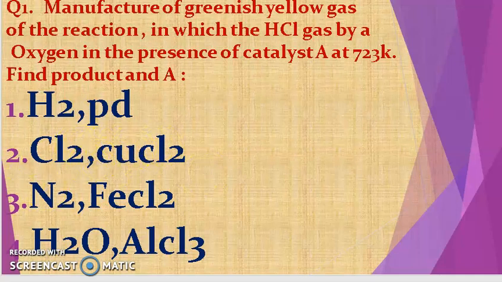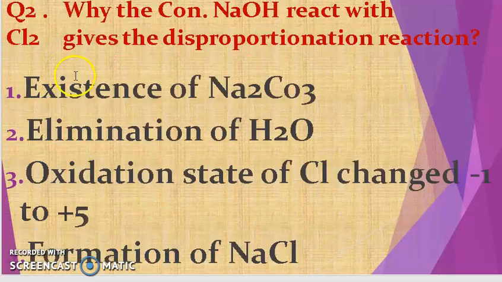Okay, got it. In the same way we go through the second question. Why does concentrated NaOH react with Cl2, that means chlorine, giving a disproportionation reaction? When concentrated NaOH reacts with Cl2, the reaction happens in a disproportionate way. We have to find out the reason. Disproportionate means there is a difference between the reactant and the product in the oxidation state.